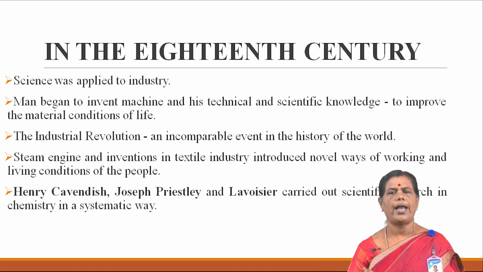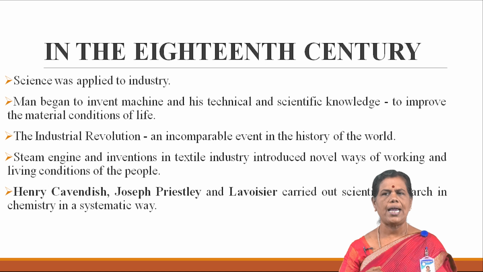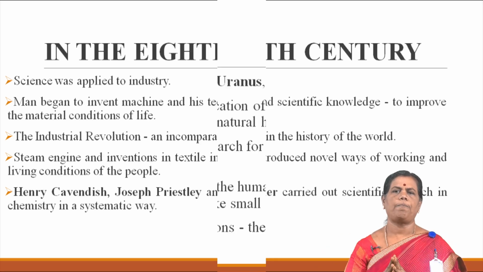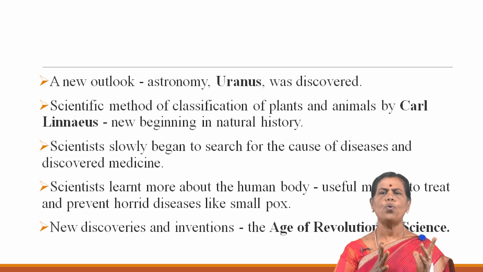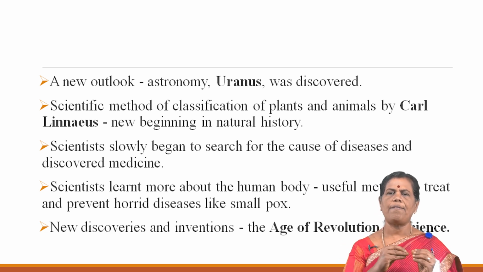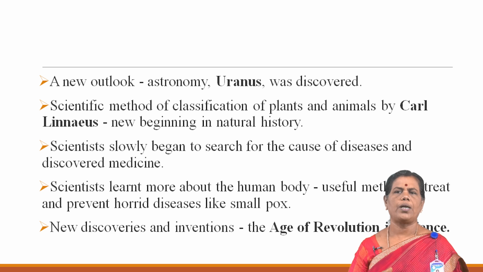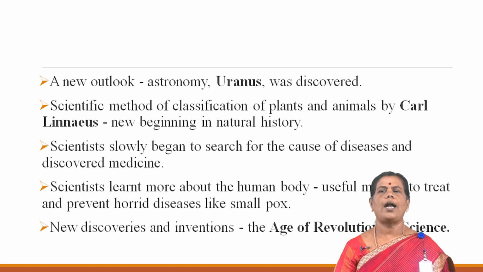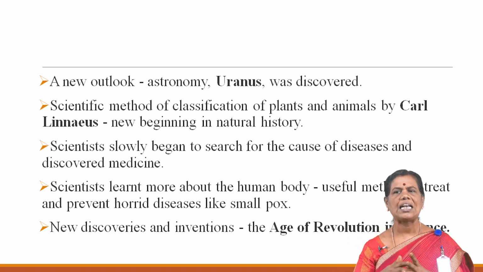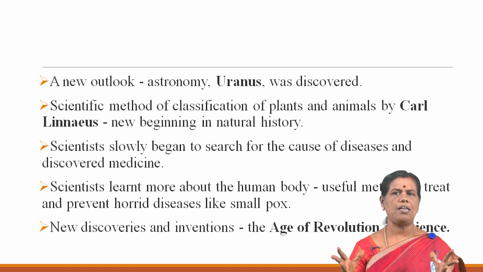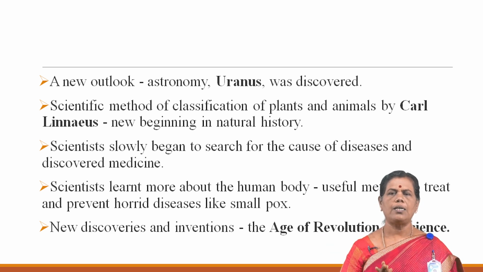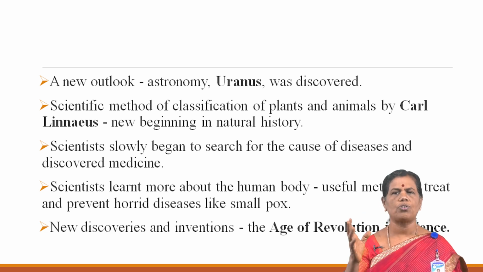And in that age, Henry Cavendish, Joseph Priestley, and Antoine Lavoisier carried out scientific research in chemistry in a systematic way, and they gave a new outlook. In that period, they also gave a new outlook in astronomy. The planet Uranus was discovered in that age. And Linnaeus classified plants and animals. He made a scientific method of classification of plants and animals. This was a new beginning in natural history.